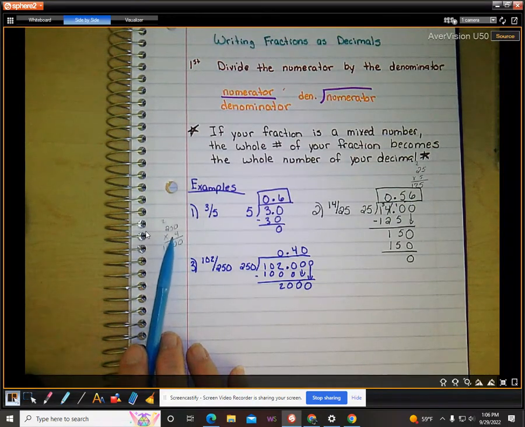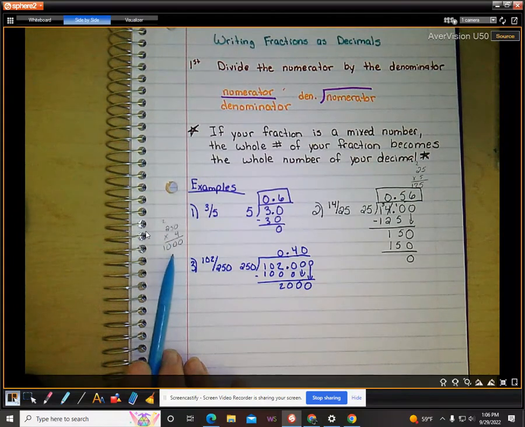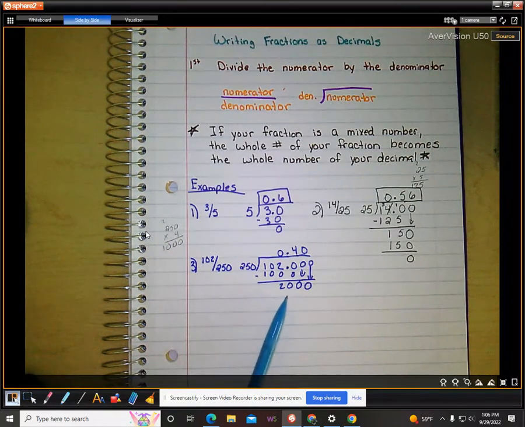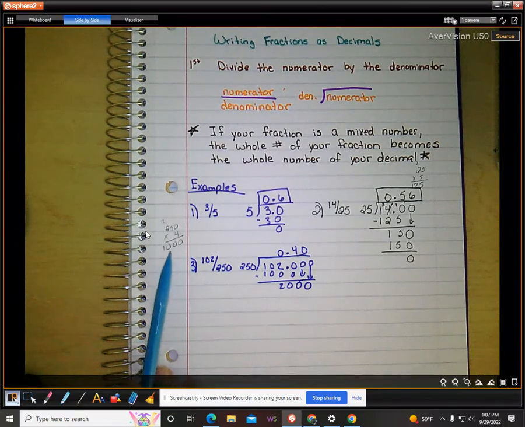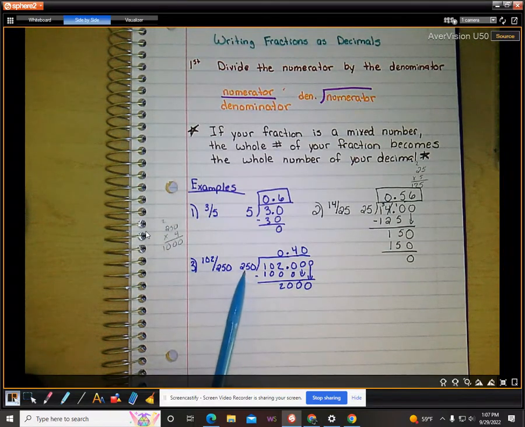If times 4 gave us 1,000, what do we need to multiply by to get 2,000? Okay, I'll say it again because some of you weren't listening. If 250 times 4 gave us 1,000, what would I need to multiply 250 by to get 2,000? Liana?